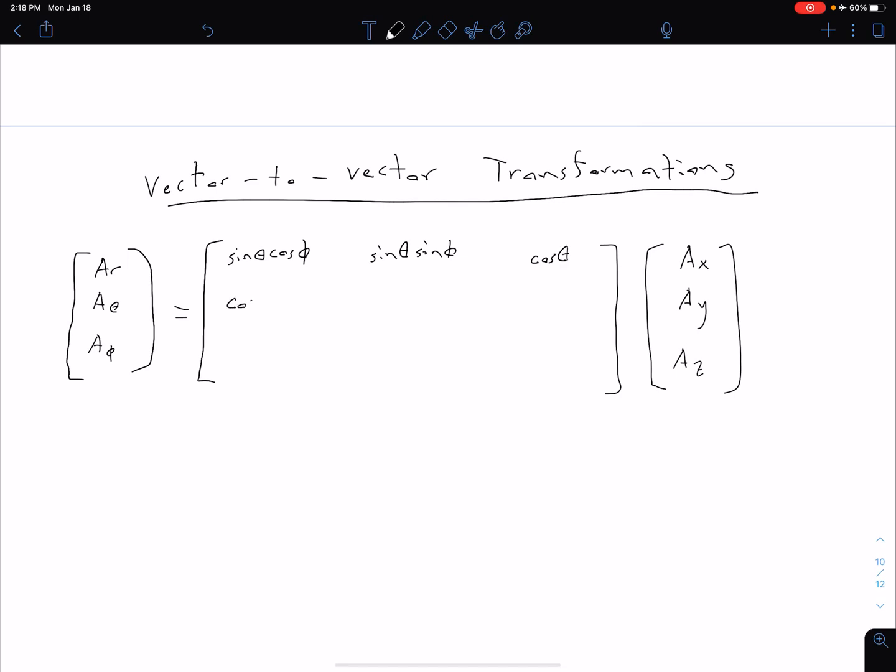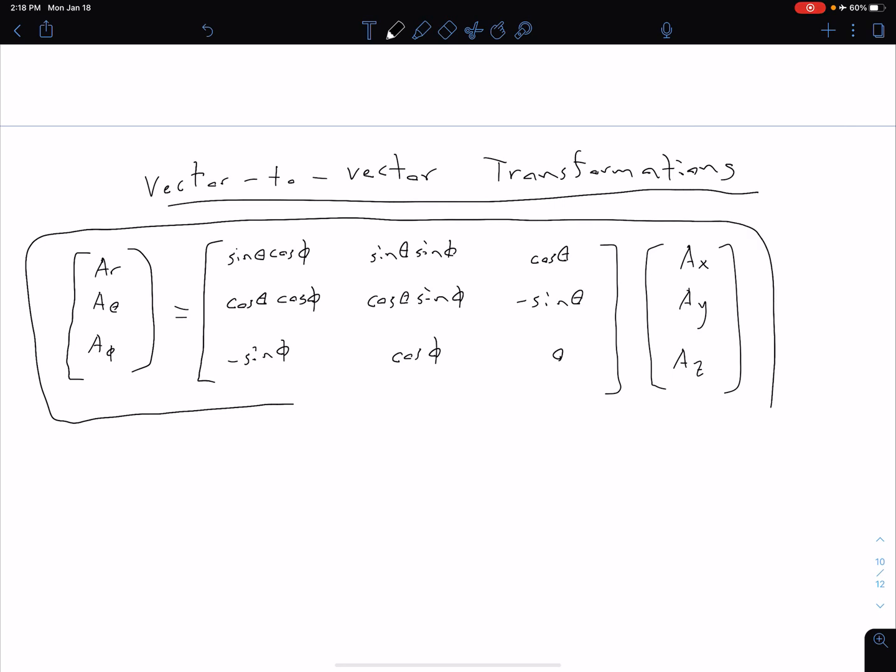Second row, we have cosine theta cosine phi. Second term, cosine theta sine phi. And then finally, negative sine theta. And then for our third row, we have negative sine phi, cosine phi, and 0. And again, this isn't something that you would be expected to memorize, but just something you should know how to use and have available to reference for exams or homework. So again, this is if we were going from Cartesian to spherical.